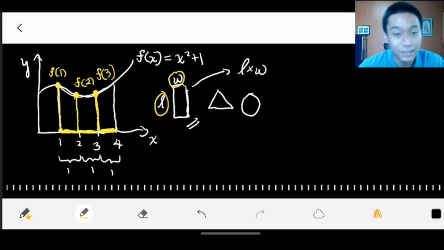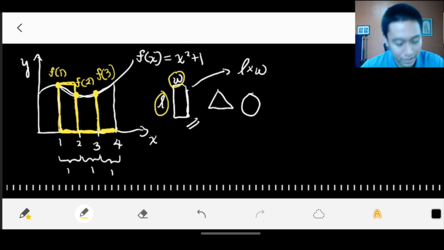So if you choose the right height as your reference for all of your rectangles, for your first rectangle it would be f of 2. For your second rectangle, it would be f of 3. And for your third rectangle, it would be f of 4 as your height. But for our case here, let me undo that to avoid confusion later on. We'll use the left side of our rectangle as our reference height.